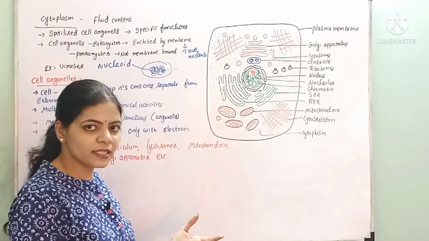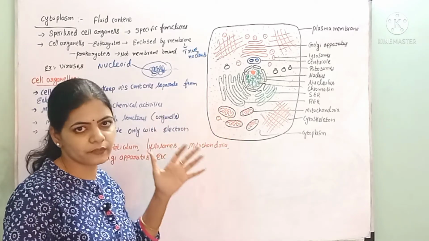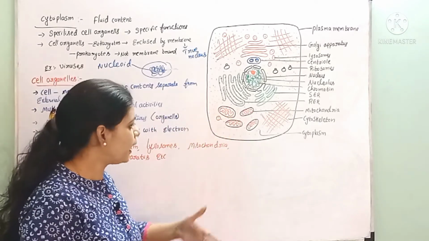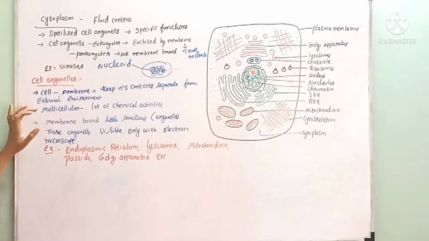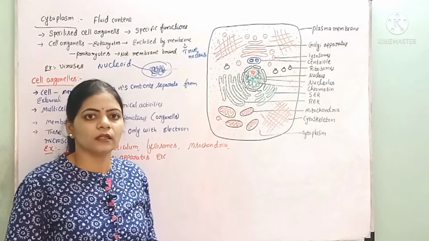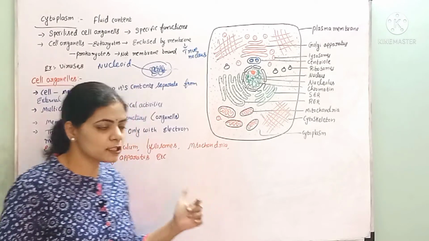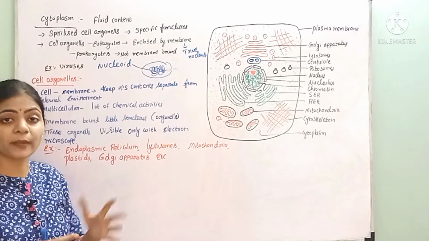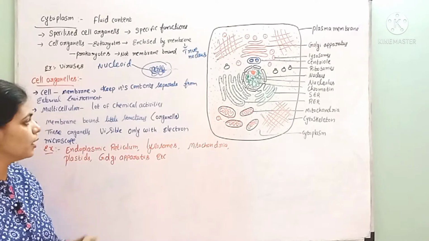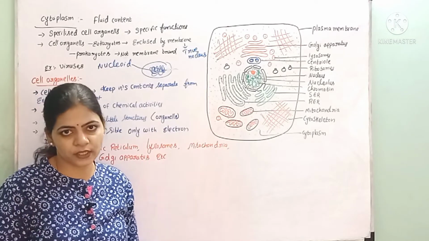If the membrane is absent, what will happen? The fluid will flow out and the cell organelles will not be properly covered and will be open to the external environment. And here, if we take multicellular organisms, there is a huge body and so many cells are present, and even the cells perform a lot of chemical activities to maintain that multicellular condition.